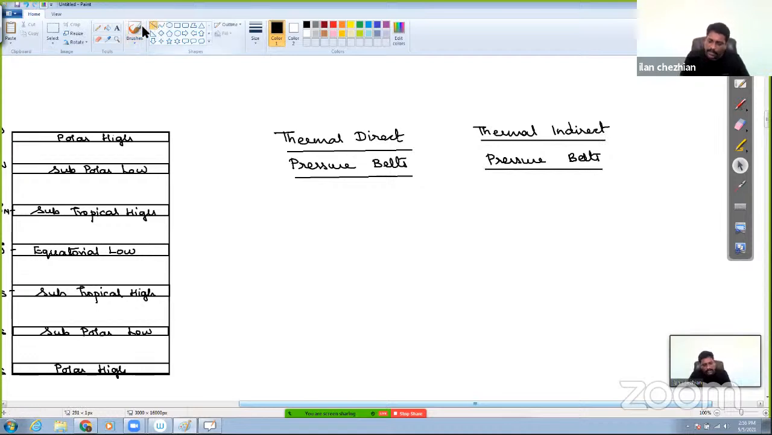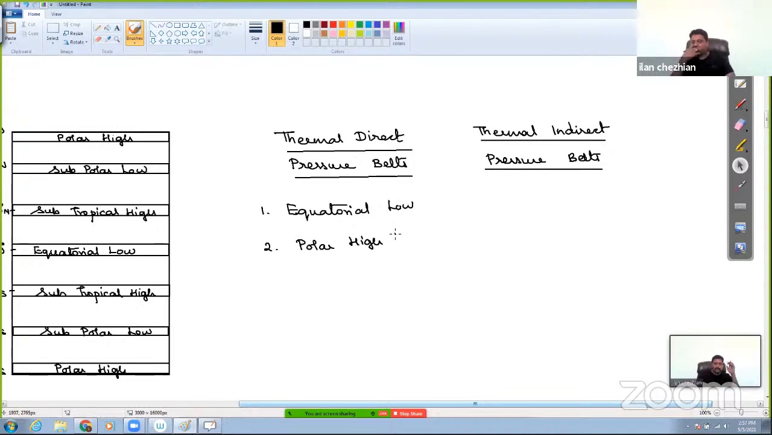So what are the thermal direct pressure belts if you ask me? Whichever pressure belts establish a relation between temperature and pressure. That's what you call thermal direct pressure belts. What are they? Equatorial low and two polar high. Both are the prominent example of thermal direct. Temperature is very high, so I have equatorial low. Temperature is very low, so I have polar high.